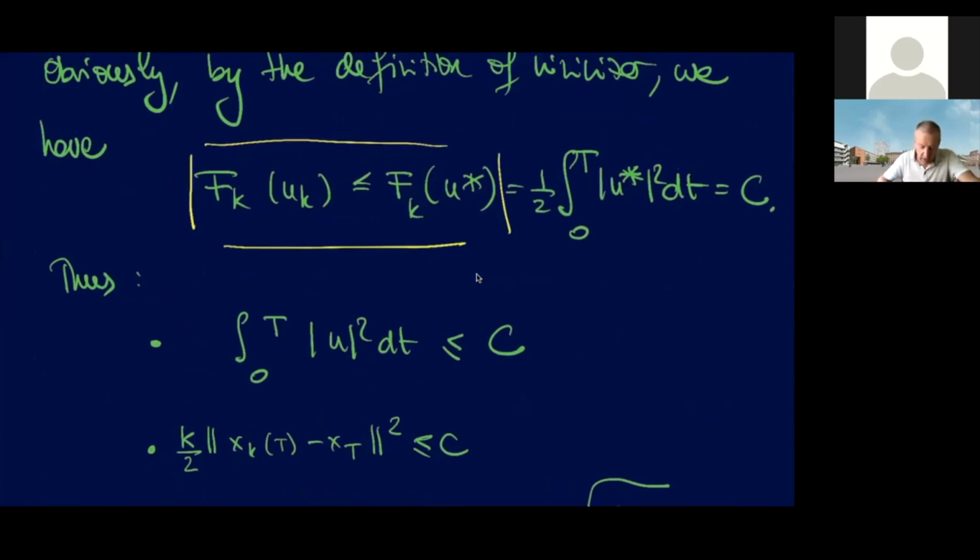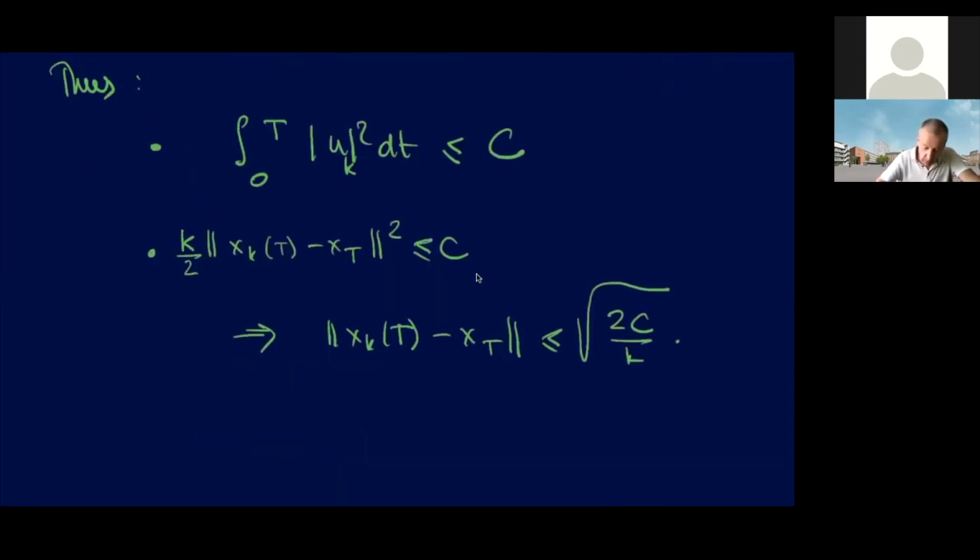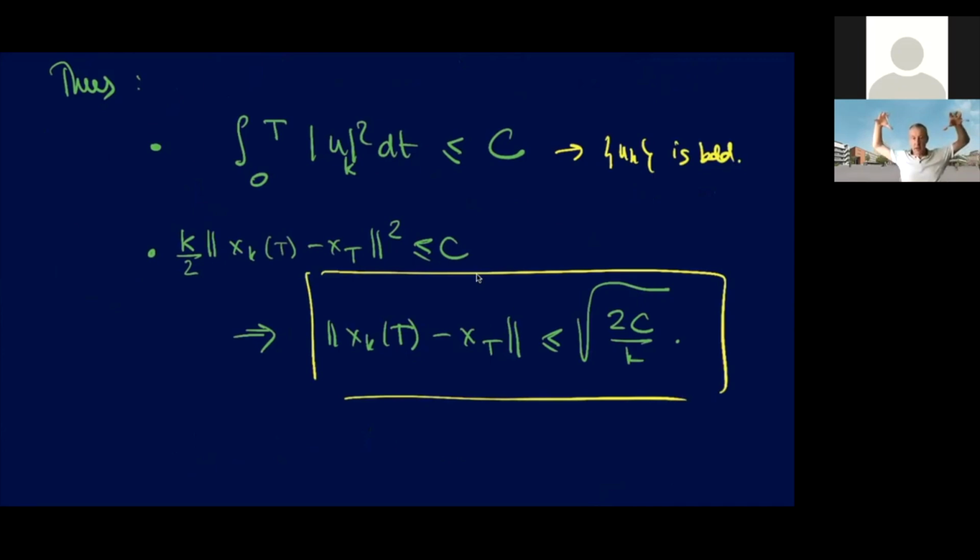Now, when you say that the FK of UK is less than C, FK being the superposition of two terms, what do you get? You get that this integral is less than C, but you also get that the other term, which is indeed active in FK when you minimize on UK, the second term is also bounded by C. And this leads to the two conclusions. UK is bounded, right? And on the other hand, the distance to the target goes down polynomially on K, okay? Very good. This is the direct methodology.